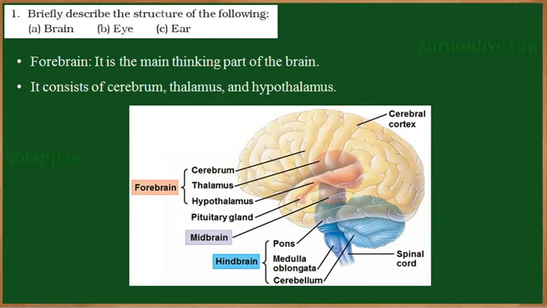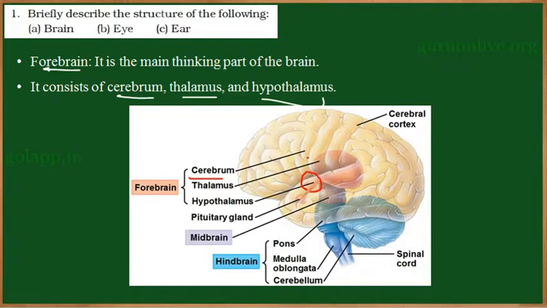Coming to the forebrain, it is further divided. It has three structures: cerebrum, thalamus and hypothalamus. So this is the cerebrum, this region is the thalamus and this is the hypothalamus. So totally the forebrain is further divided into three regions: the cerebrum, the majority one, the thalamus, this region, and the hypothalamus, which is present just below the thalamus.